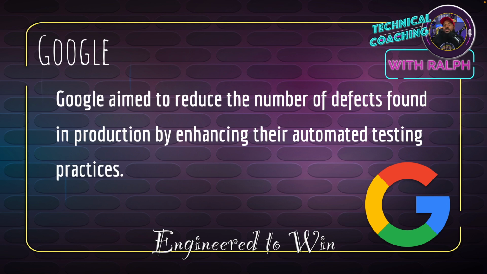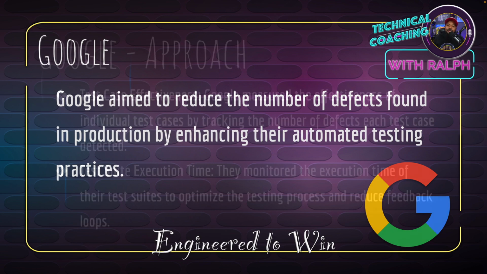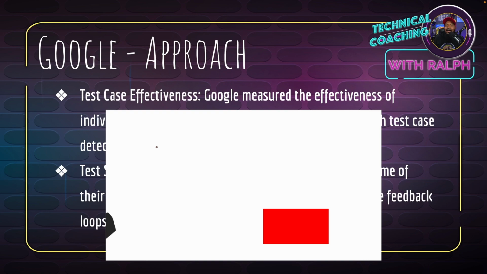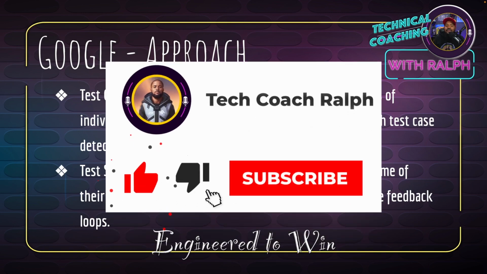Google aimed to reduce the number of defects found in production by enhancing their automated testing practices. And let's find out how they actually did that. So their approach: test case effectiveness. Google measured the effectiveness of individual test cases by tracking the number of defects each test case detected. They also tracked test suite execution time. They monitored the execution time of their test suites to optimize the testing process and reduce feedback loops.